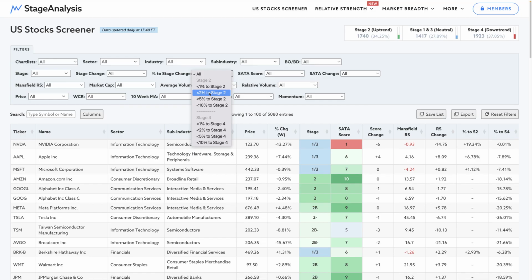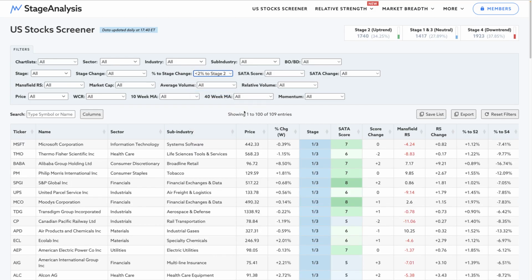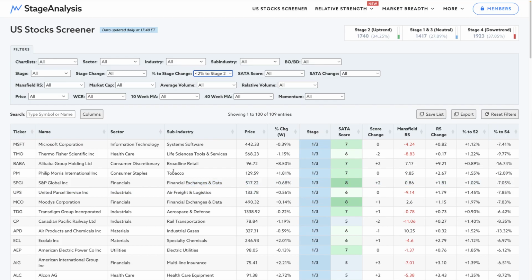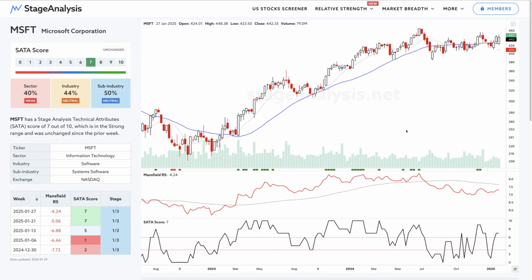So if I click on less than 2% from the stage 2 level here, and sort these by market cap, for example, you can see at the moment Microsoft, Ali, Philip Morris. So I flick through to these, then come through into our weekly chart view, and then you'll see over here on the right hand side, you'll see these two little levels.